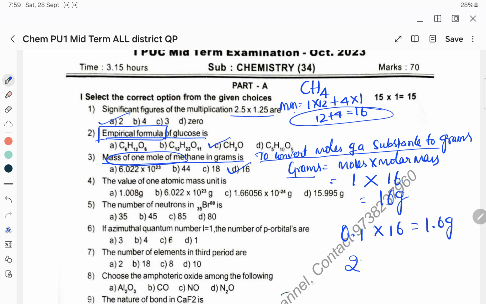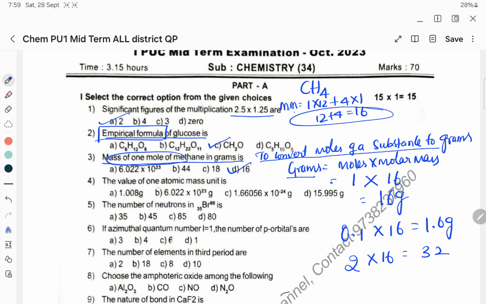1.6 gram. If in case they are given 2 into 16, you will get 16 to 32. Okay, this is how we need to calculate the mole of the methane in grams. I think you will clear this answer. Let's move on to the next question.